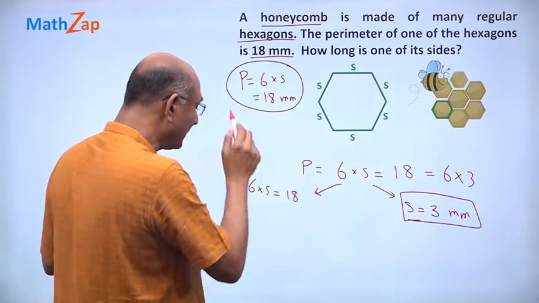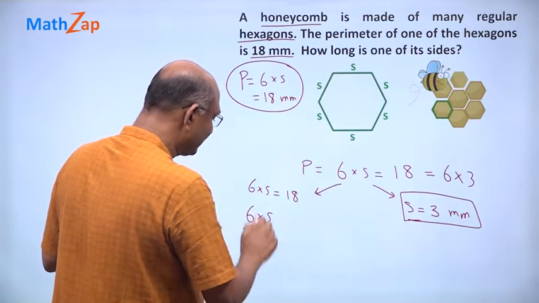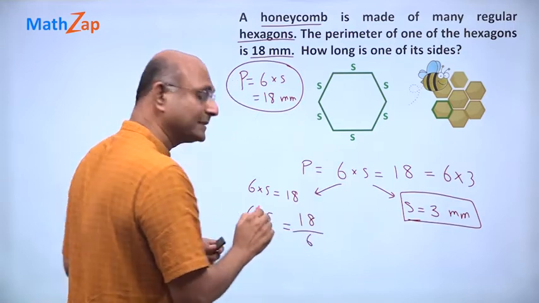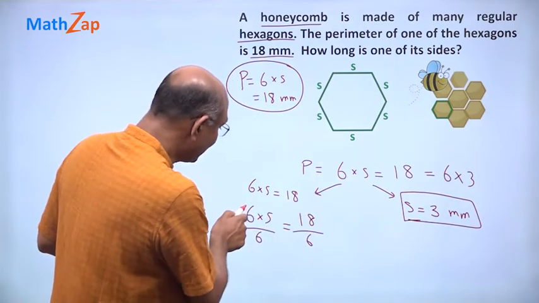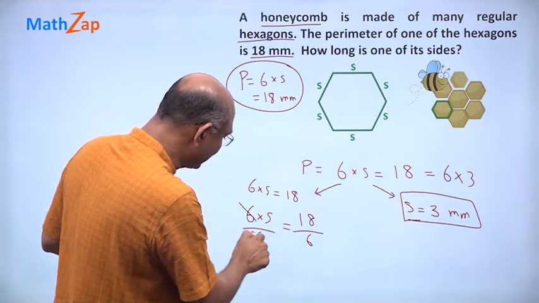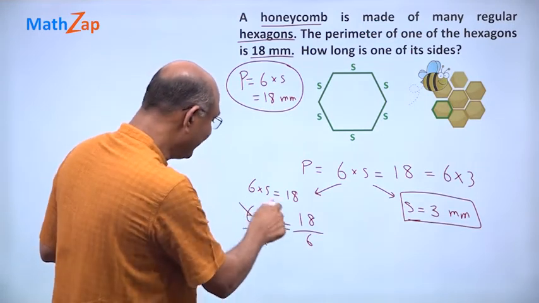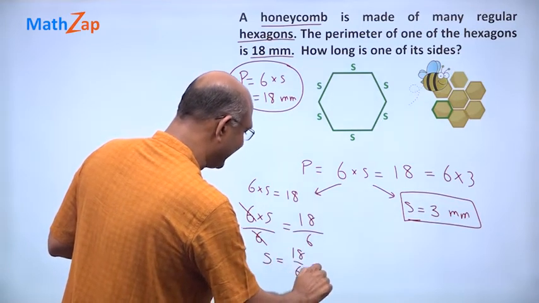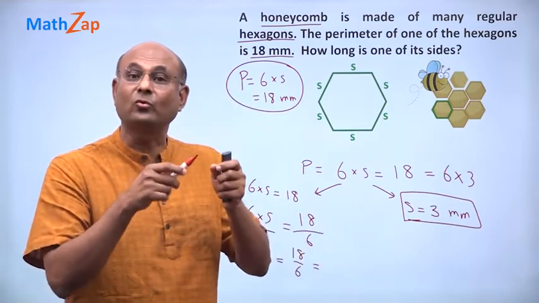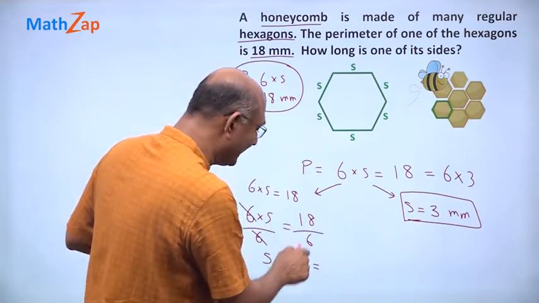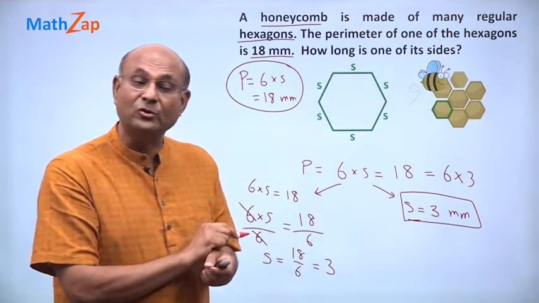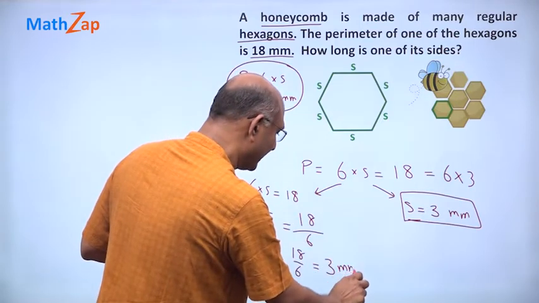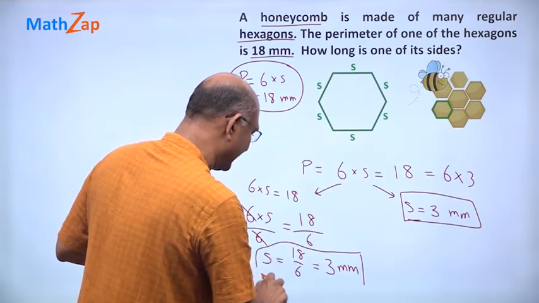I am now going to divide the left side by 6, which means I must also divide the right side by 6. Why did I divide by 6? Because the numerator has a 6. So this 6 and this 6 will cancel, leaving only S. So S is equal to 18 by 6. 6 into 1, 6, 6 into 2, 12, 6 into 3, 18. So 18 by 6 is 3. And what unit should we use? For 18, what did we use? Millimeters. So the same unit we have to use for the side length S.